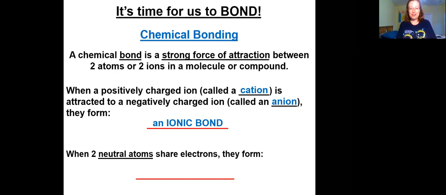The sharing of electrons, that's when we have 2 neutral atoms. They're going to share electrons. They're sharing valence electrons, so that's the covalent bond. And remember, we find those when we have things that are not a metal. The nonmetals or the metalloids bonding together make covalent bonds.